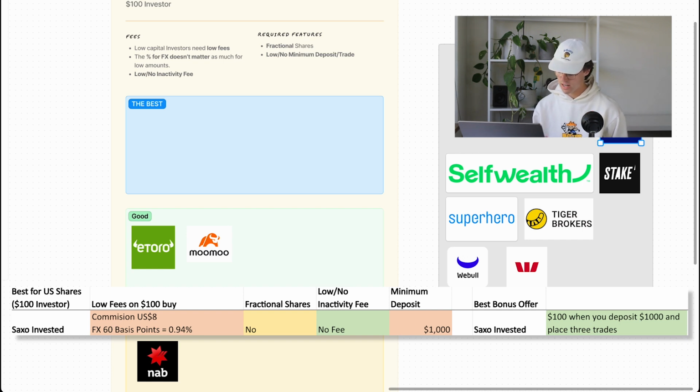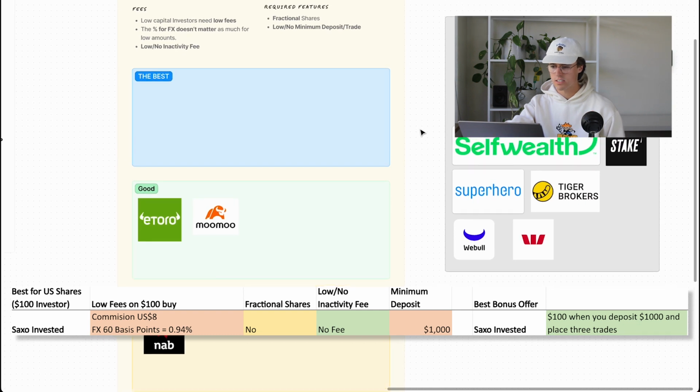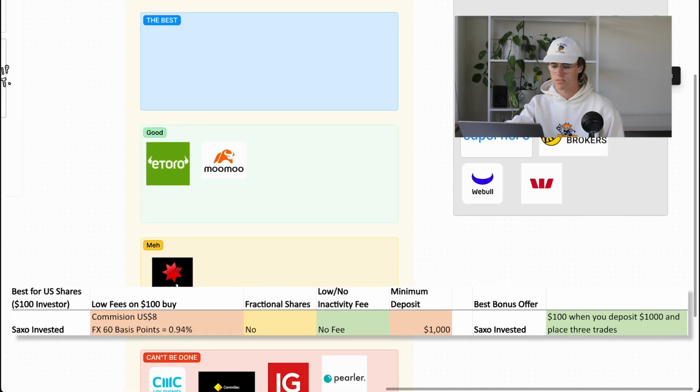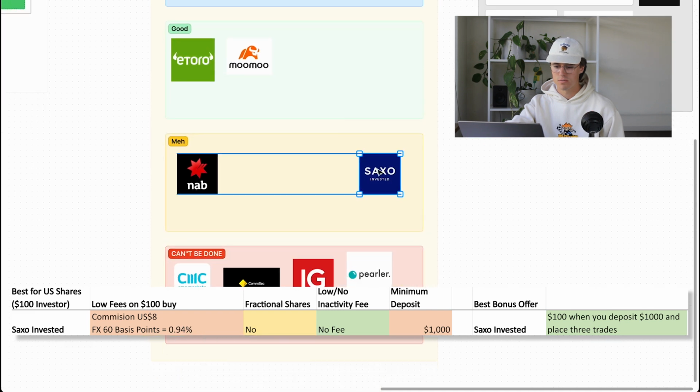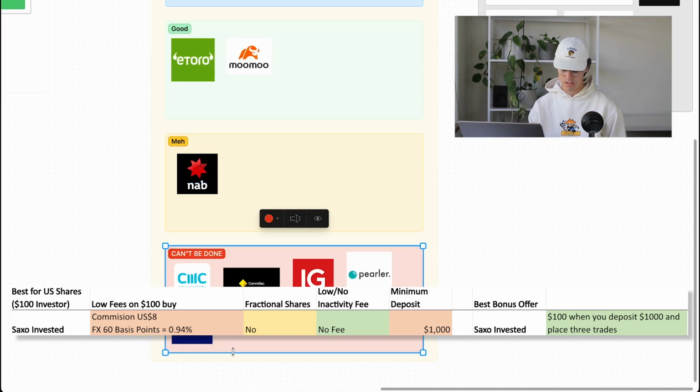So it's fully ruled out for this $100 investor, but they're offering $100 if you deposit $1,000 and place 3 trades. So if you just want to milk the sign-up bonuses, Saxo is like a really good one to do that, because they offer a 10% return on investment. But unfortunately, it can't be done because of the $8 commission and the $1,000 minimum deposit.